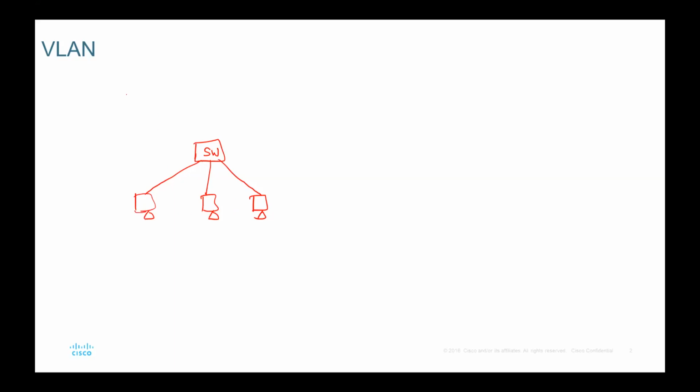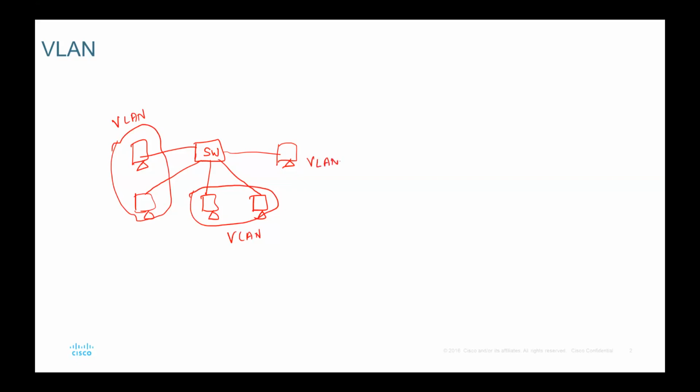Now what a VLAN or virtual LAN is, you can divide this local area network into smaller sub-networks logically. That means they all will be physically attached to the same switch, but logically they can work like a separate LAN. Say for example, these two PCs can become one virtual LAN. These two PCs can become another VLAN, and this one PC can be part of another virtual LAN.